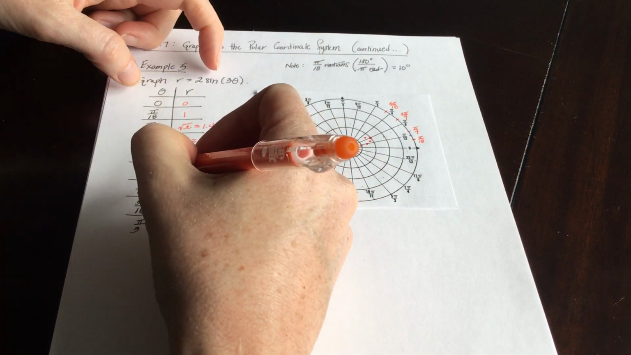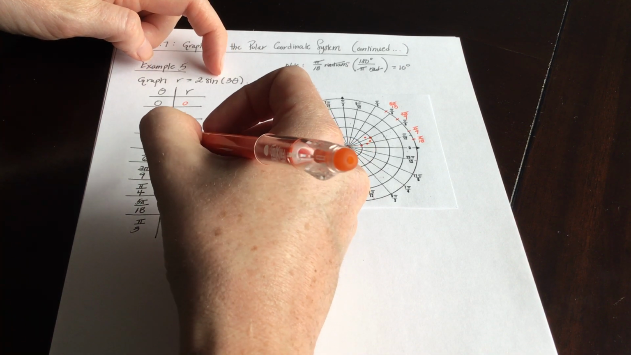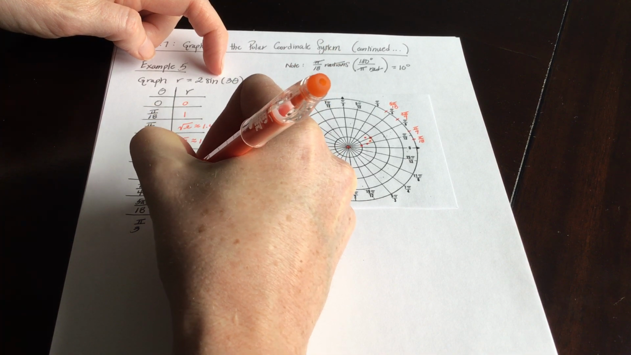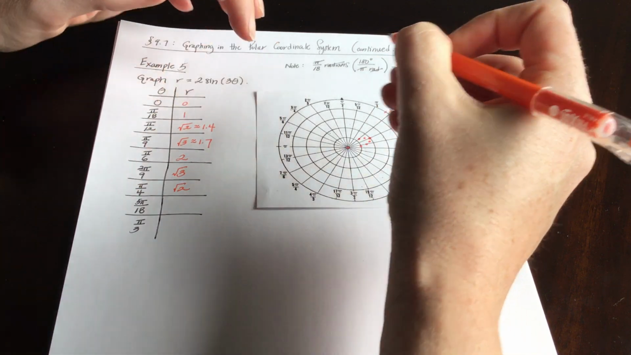Putting pi over 4 in, you are going to triple it. You get 3 pi over 4. Sine of 3 pi over 4 is root 2 over 2. You're going to double it. You're going to get root 2. So you're going to go toward pi over 4, about 1.4.